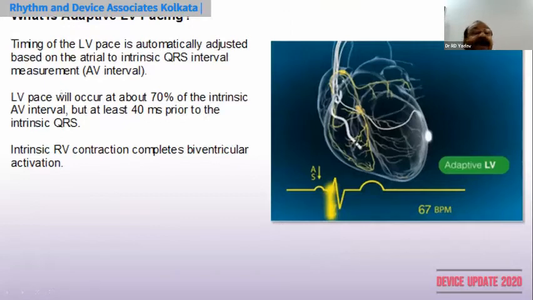And timing of LV pace is automatically adjusted based on atrial to intrinsic QRS interval measurement, that is AV interval measurement, and 70% of the intrinsic AV interval is the timing which is made. That means whatever the intrinsic AV interval, minus 70% of that interval, the LV will start pacing, and that will narrow the QRS much more. And intrinsic RV contraction completes the biventricular activation here.